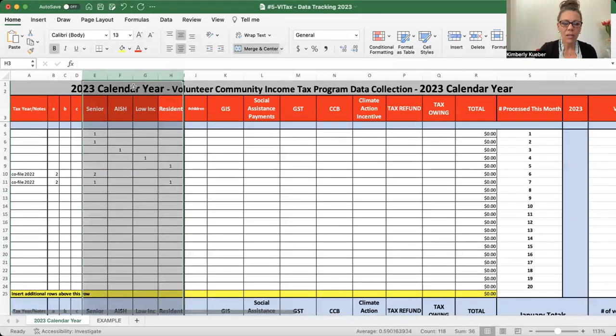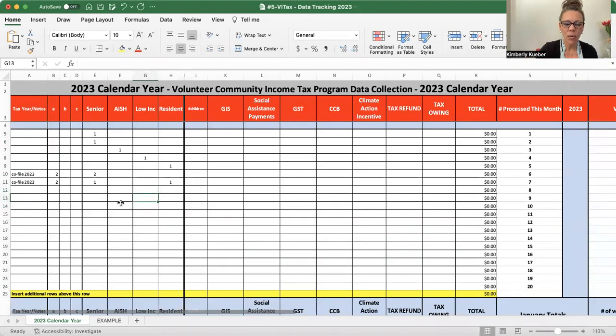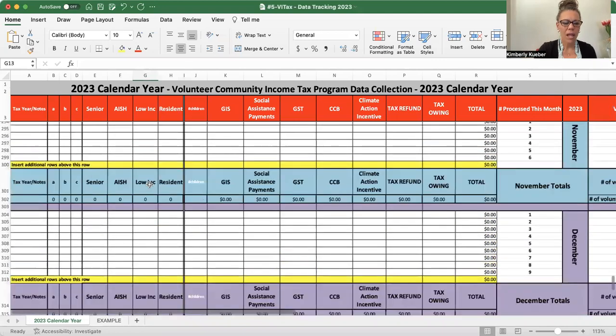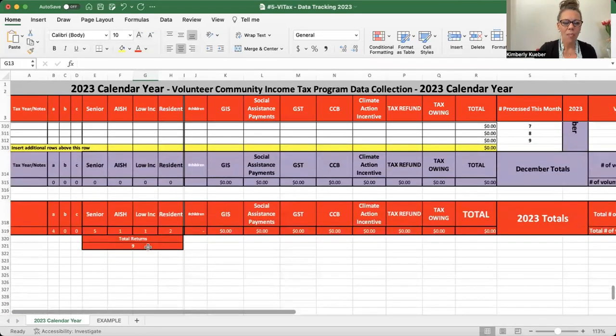So again, the reason why this is so important is because these totals, just quickly scroll to the very bottom, tell us how many total tax returns were filed. So if we do that section inaccurately, it's really, really skewing our results. So hopefully that helps clarify things.